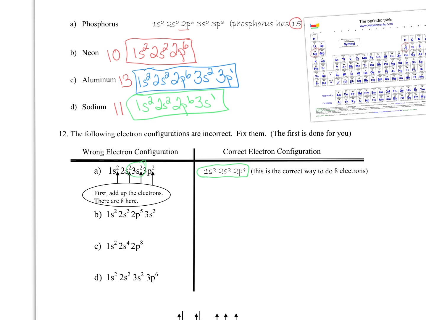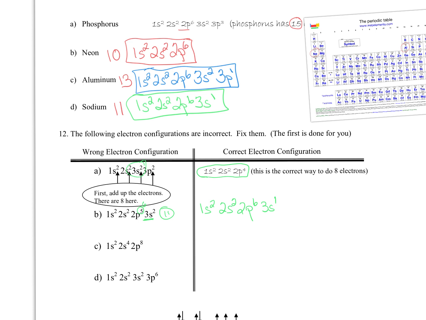All right, so let's look at the next one. We've got 1s2, correct. 2s2, correct. 2p5. That should be 6. We have to fill it up before we can go to the next energy level. So this would be 1s2, 2s2, 2p6, and then 3s1. So let's check. We've got 10, 11, so we've got 11 there.